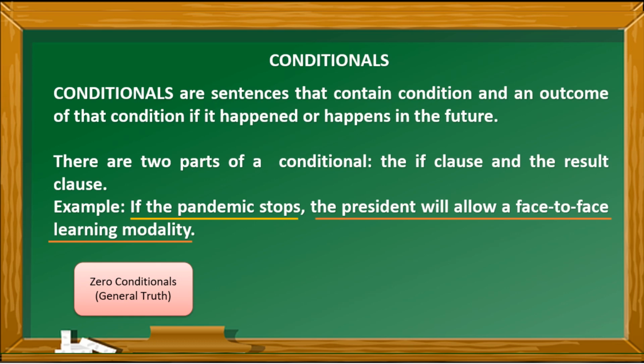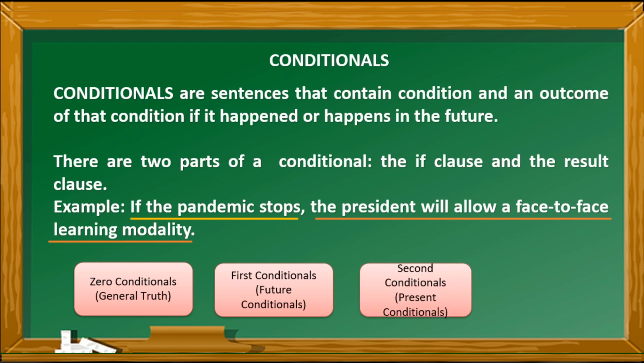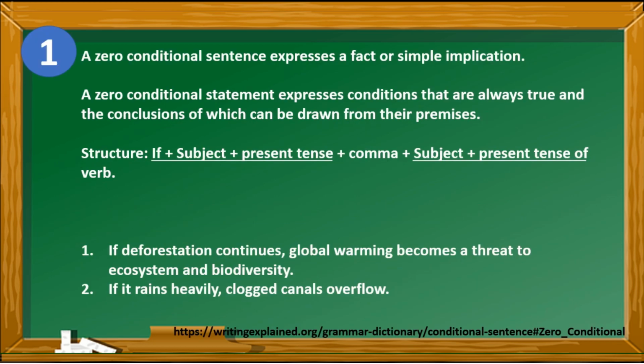There are types of conditionals. Number 1, zero conditionals. Next, first conditionals. Next, second conditionals. And the last one, third conditionals. Today we are going to discuss them all so that you will be able to know the difference among them. Let's start with the zero conditional.